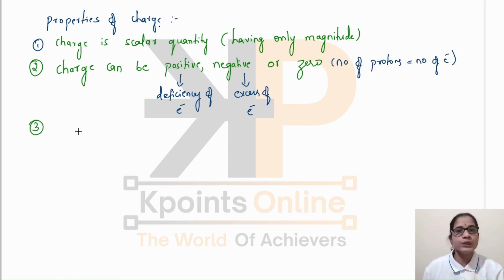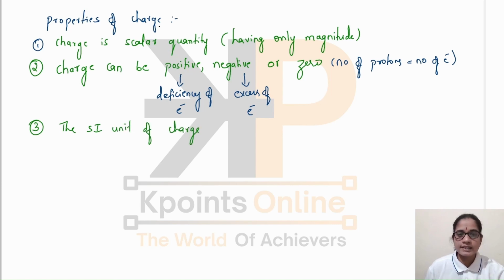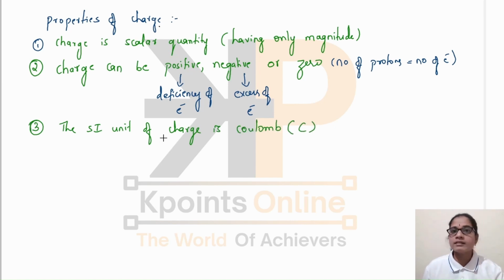Next, the SI unit of charge is coulomb. The SI unit of charge is coulomb and it is denoted by capital C. There are many other units of charge like millicoulomb, microcoulomb, picocoulomb, nanocoulomb in this way. Where are these used? It will be helpful for you in the solving of numericals.